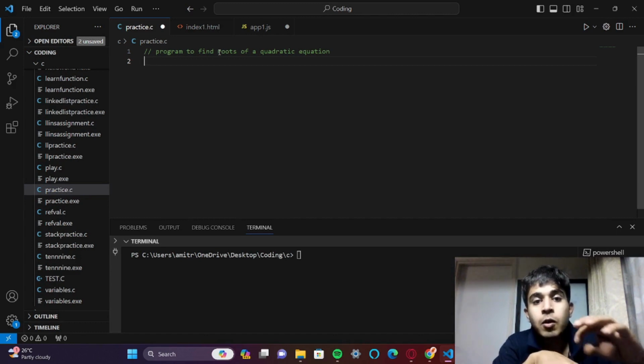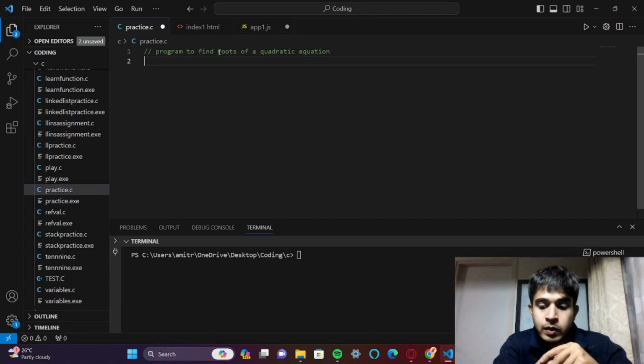The discriminant of this quadratic equation is b square minus 4ac, and we know that if the discriminant is greater than 0, then the roots are real and distinct. If the discriminant is equal to 0, the roots are equal and real. And if the discriminant is less than 0, then the roots are imaginary. So let's get into the program.